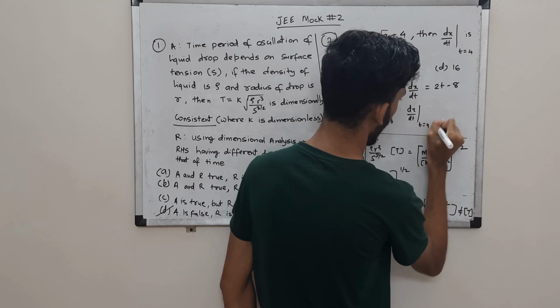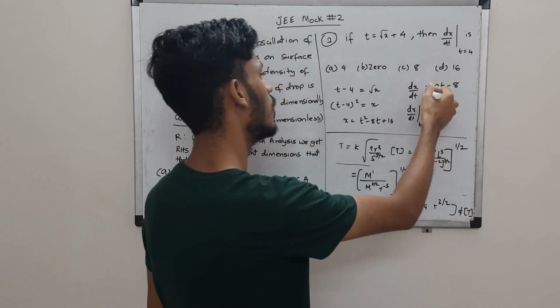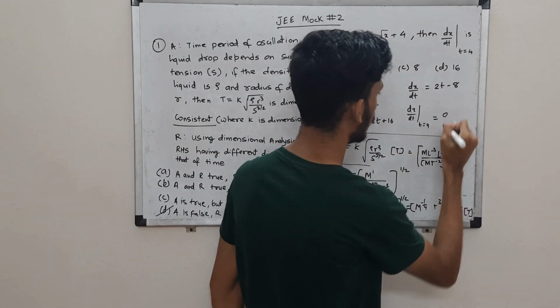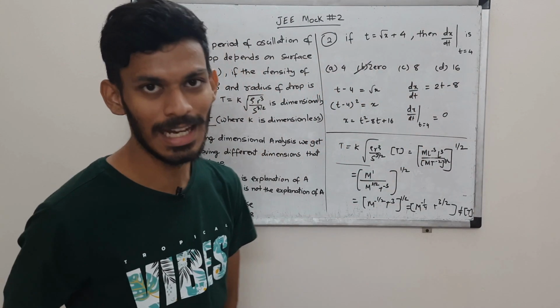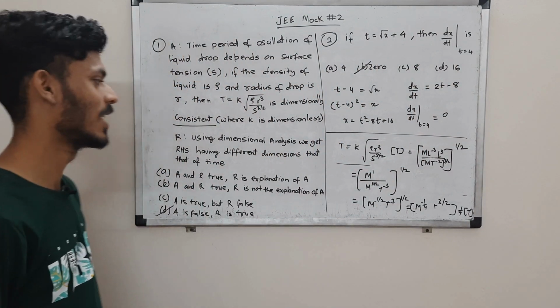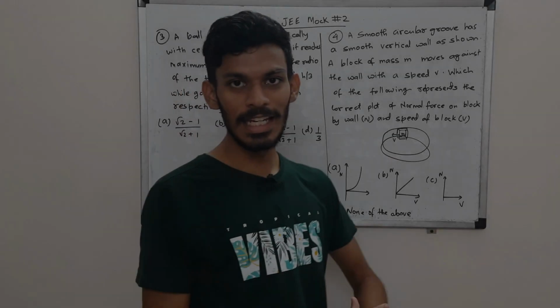Substitute t is equal to 4, and what is the answer that you get? 2 4s are 8, minus 8, that is 0. Right, so option B, 0, is the correct choice over here. Over to the next question. Question 3 and 4 over here.